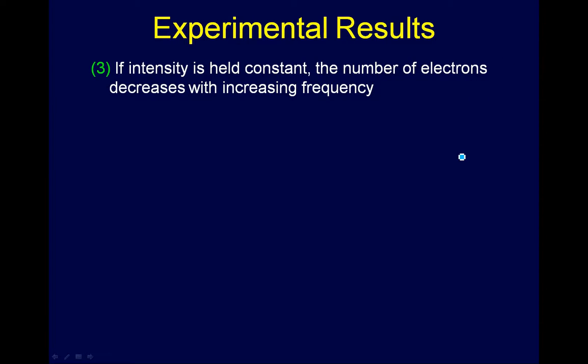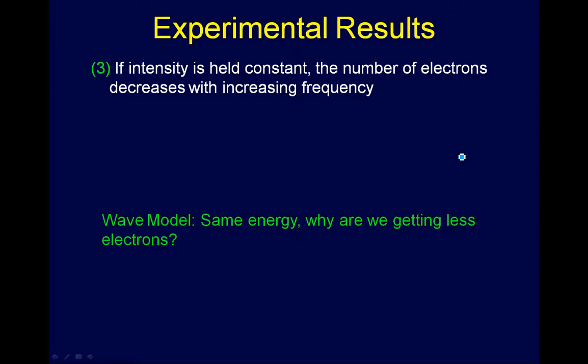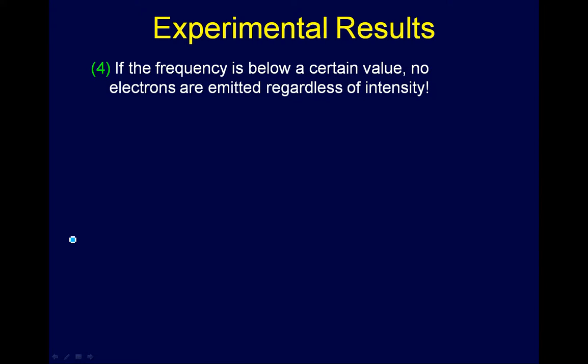Another result that didn't jive well with the wave model is that if the intensity is held constant, the number of electrons decreases with increasing frequency. Well, in the wave model, it's all about intensity. If the intensity is the same, then the energy you're delivering to that area per second is the same. So why would you be getting fewer electrons? Now, it didn't stop there. Another result was if the frequency is below a certain value, which we call the cutoff frequency, no electrons are emitted regardless of intensity. So you could send a super intense wave, delivering a whole bunch of energy to that area per second, and you would still not get electrons coming out.